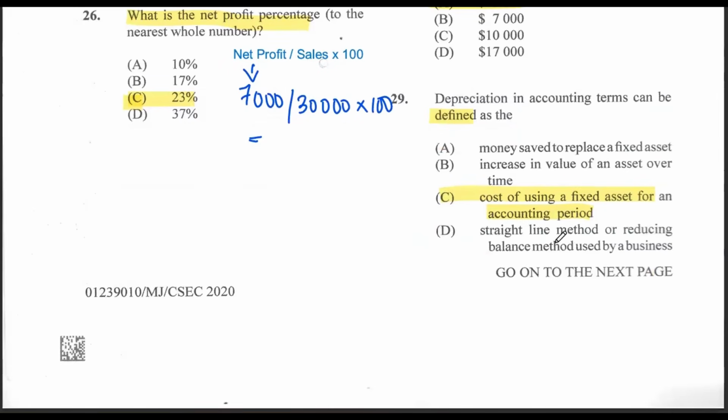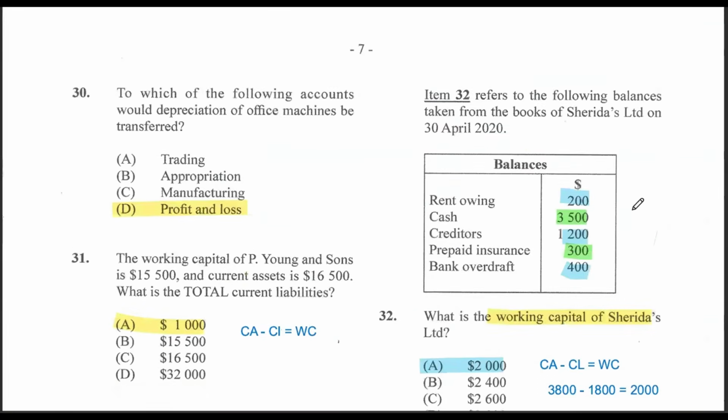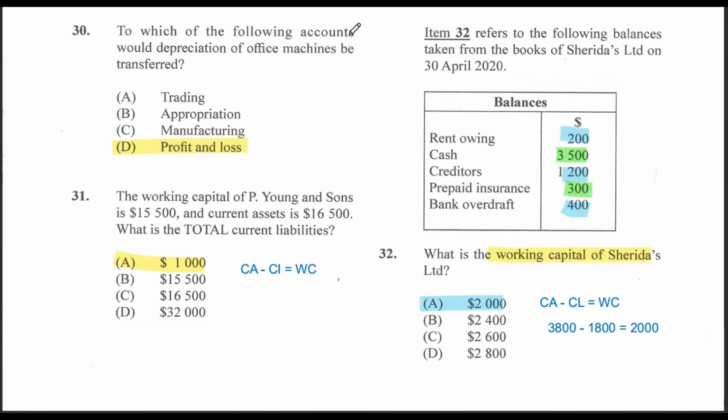Question 29. Depreciation in accounting terms can be defined as what? Well, depreciation is normally defined as the value of the asset that's used up for an accounting period. Answer should be C. Question 30. To which of the following accounts will depreciation of office machines be transferred? Depreciation is transferred to your profit and loss account because it is part of your expense.